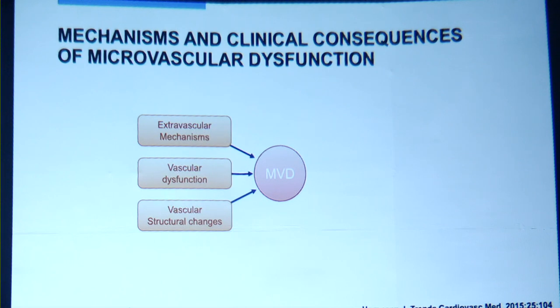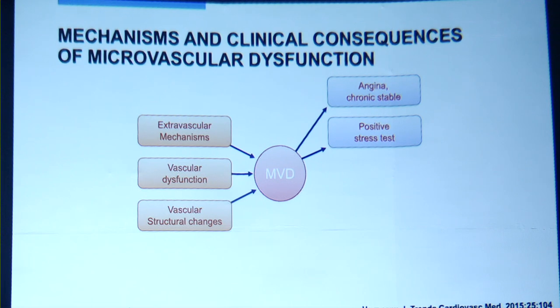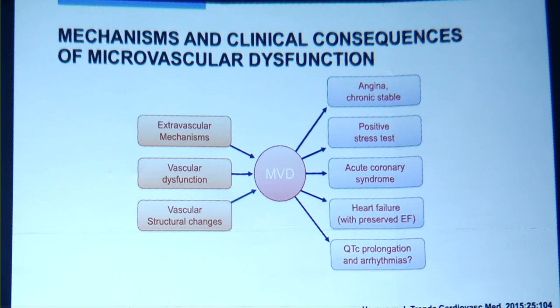Well, there are all these mechanisms that can cause microvascular dysfunction. Remember, microvascular dysfunction is not one entity. It's really a basket of mechanisms that cause the microcirculation to cause chest pain, positive stress test, ACS. And now we've even recognized HFpEF, and in some cases arrhythmias, are caused by microvascular dysfunction. So we need to have mechanisms to understand the microcirculation.